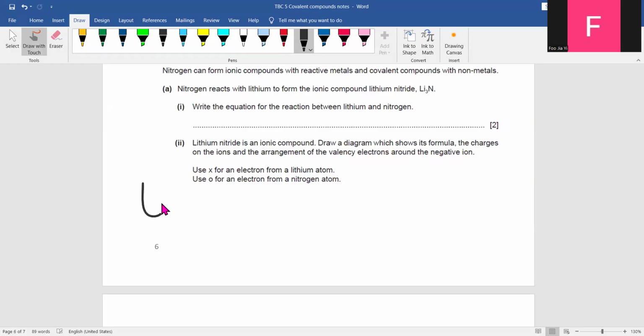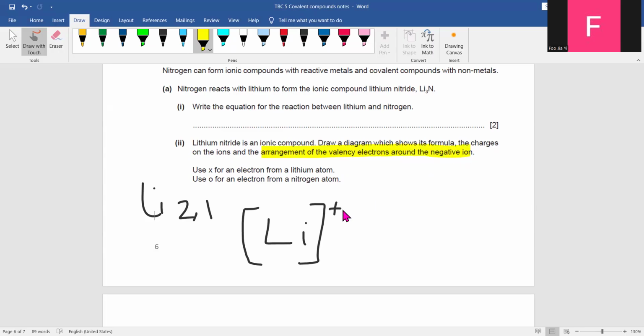Okay, so lithium is 2, 1. So lithium will form positive 1. From 2, 1, it will form positive 1. You don't need to draw. You just need to write positive 1. Correct, because the question says draw a diagram to show the formula, the charges of the ions, and the arrangement of the valency electrons on the negative ion.